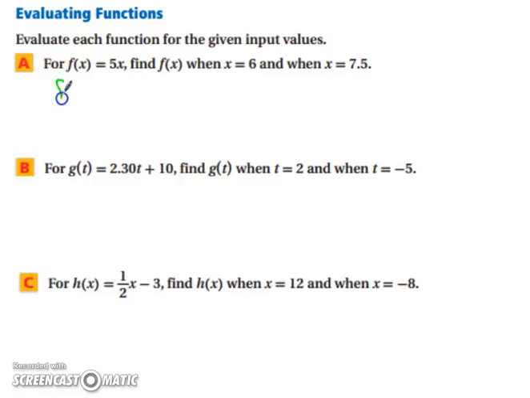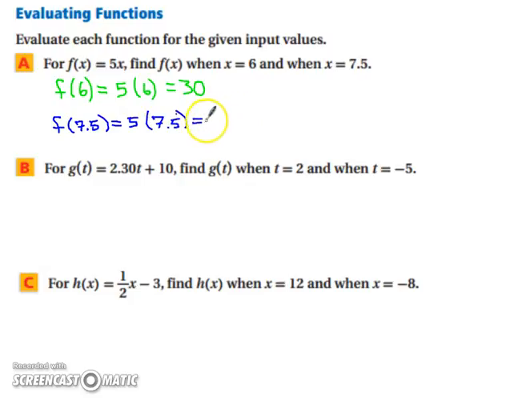So we have f of 6, that's your y value. All this is stating is that x, your 6, is going to be your input value, equals 5 times 6, which gives you 30. And then your second one, you have f of 7.5. So we're inputting a 7.5 in for x. So we have 5 times 7.5, which equals 37.5.